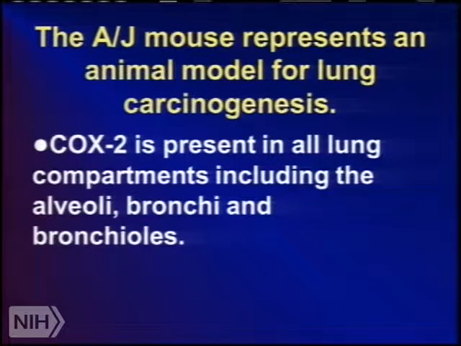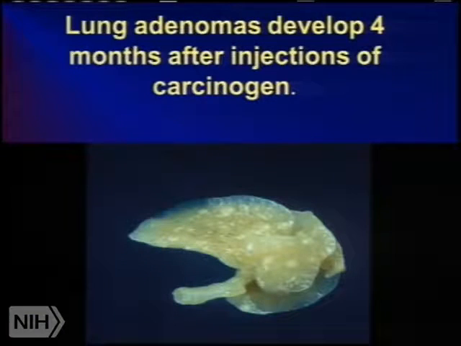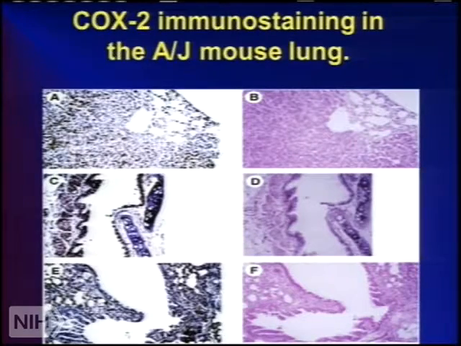So we did an animal model for lung cancer using the AJ mouse. You give the mouse carcinogens, and lung tumors result. We looked for COX-2 activity in the various lungs of the animals. Here you see these nodules. These are adenomas, lesions that come from the carcinogen. These adenomas develop 4 months after you give the animal the carcinogen. So this is really a prevention study.